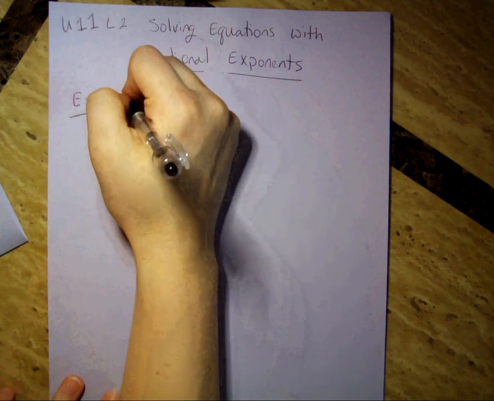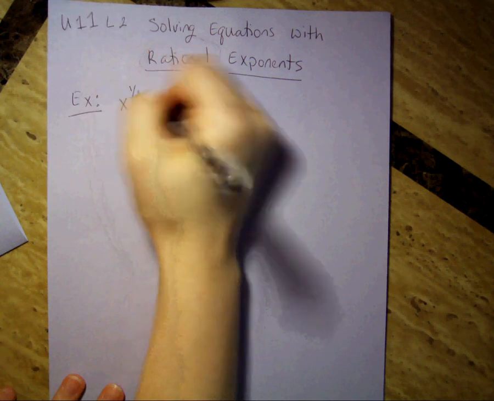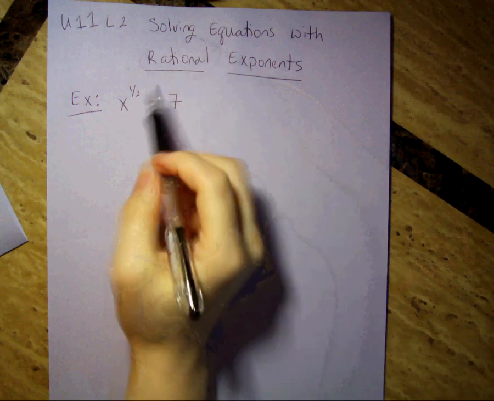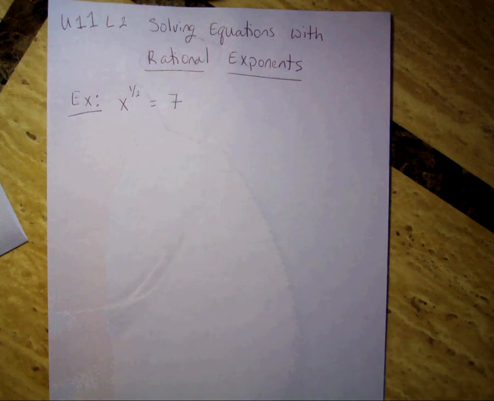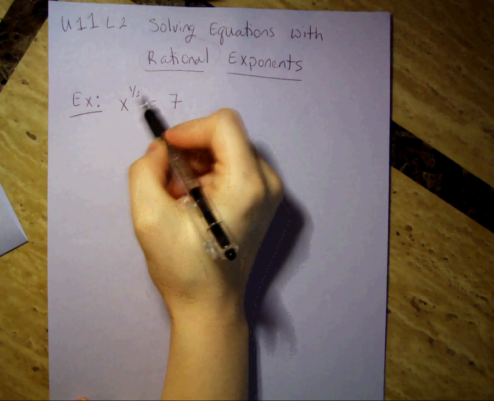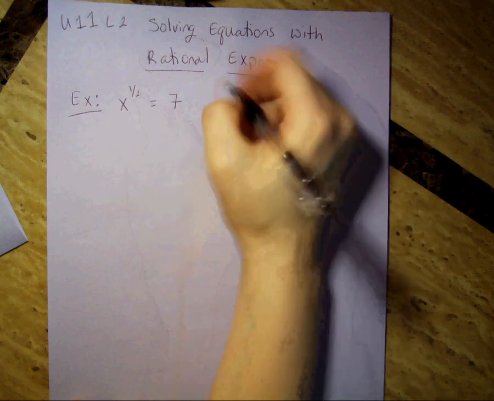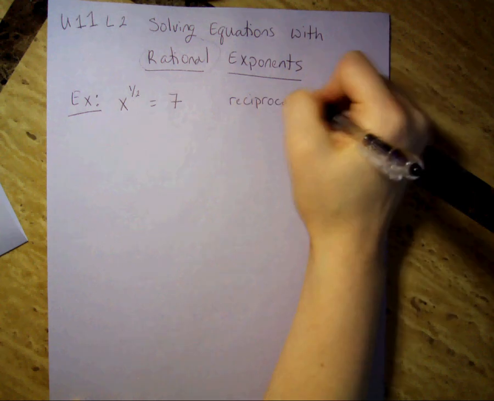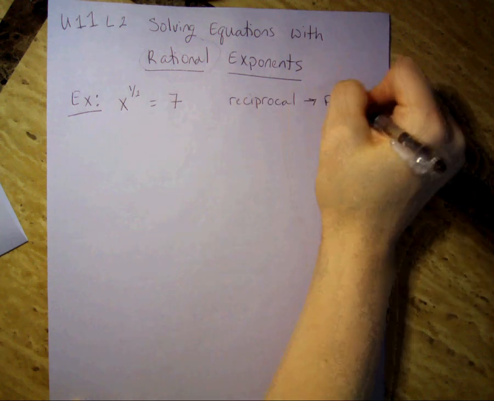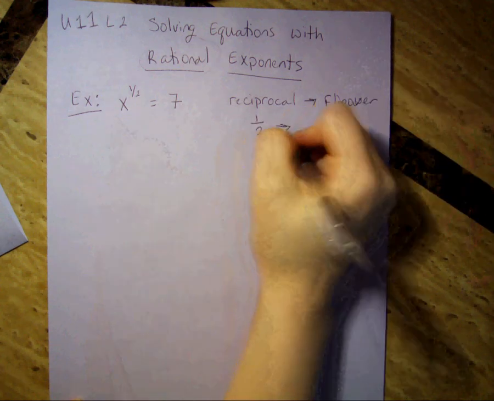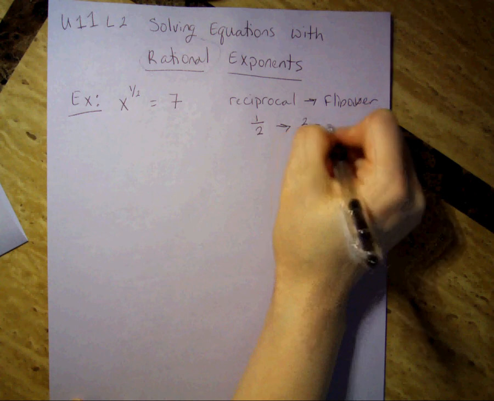So let's start with that easy one. I have x to the 1/2 power equals 7. So the way that we're going to go about solving this, I have to get rid of this exponent here. I want to know what just x is. The way that we do that is whatever the rational exponent is, we're going to take the reciprocal of that. And if you remember from the last video, the reciprocal just means basically to flip it over. So if I have 1/2, the reciprocal is 2 over 1, which is just 2.